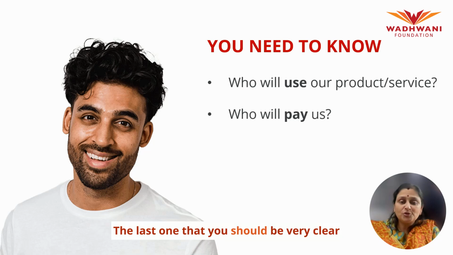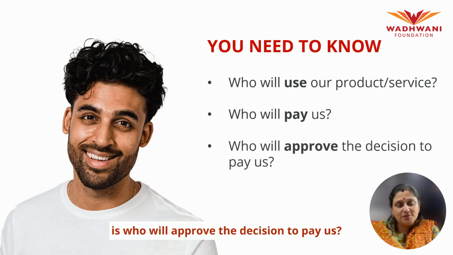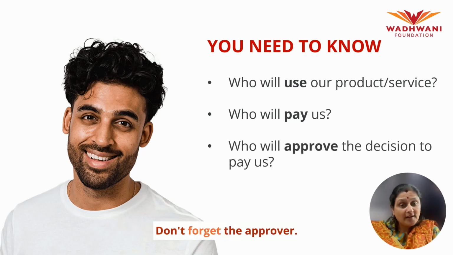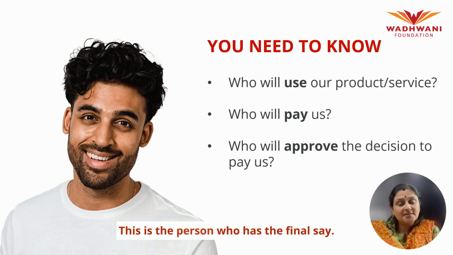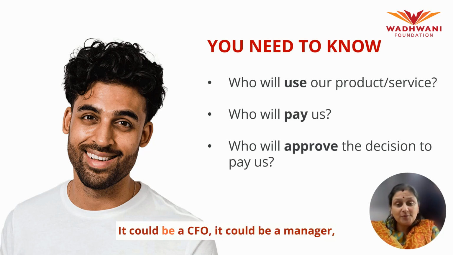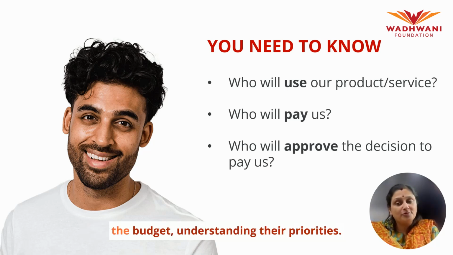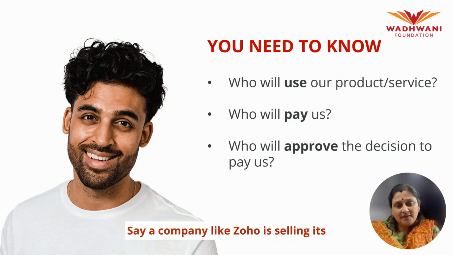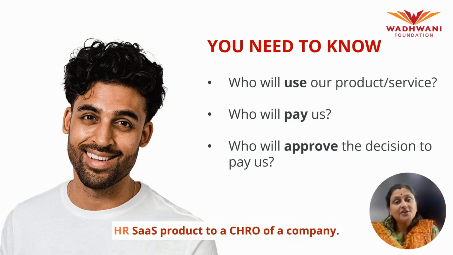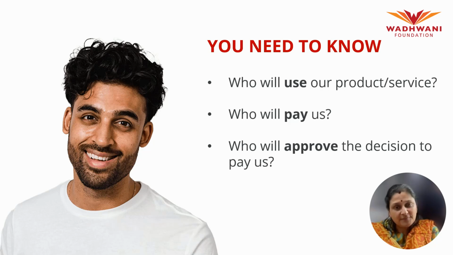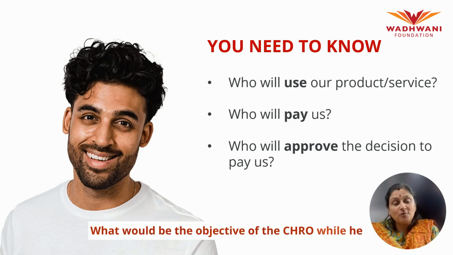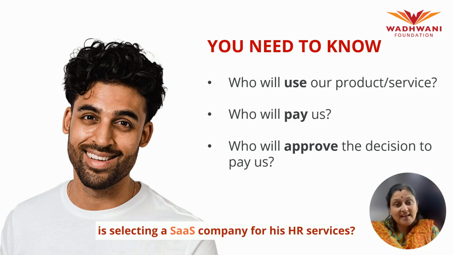The last one that you should be very clear about is who will approve the decision to pay us. Don't forget the approver. This is the person who has the final say. It could be a CFO, it could be a manager, or anyone who actually has the authority to approve the budget. Understanding their priorities. Say, a company like Zoho is selling its HR SaaS product to a CHRO of a company. What would be the objective of the CHRO while he is selecting a SaaS company for his HR services?